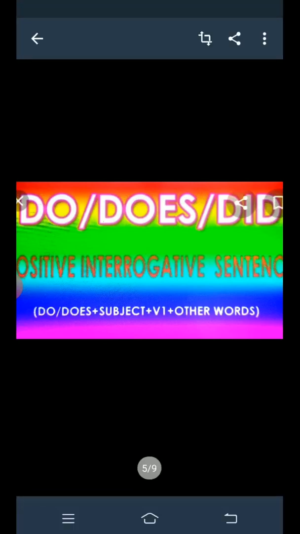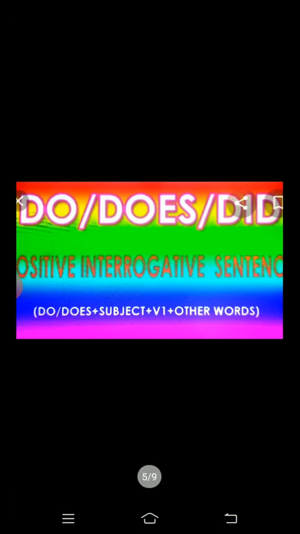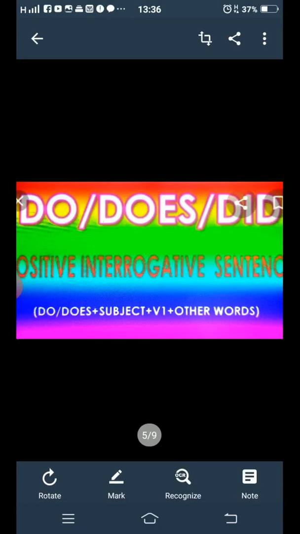Now, the interrogative sentence in simple past tense is formed with did plus subject plus the base form of the verb. For example, it rained last night. The verb here is in simple past tense, rained. So what am I going to do? I am going to use did. Did plus subject, which is it. Did it. What will be the root form of the verb rained? Rain. So my sentence will be, did it rain last night? Isn't it, children?